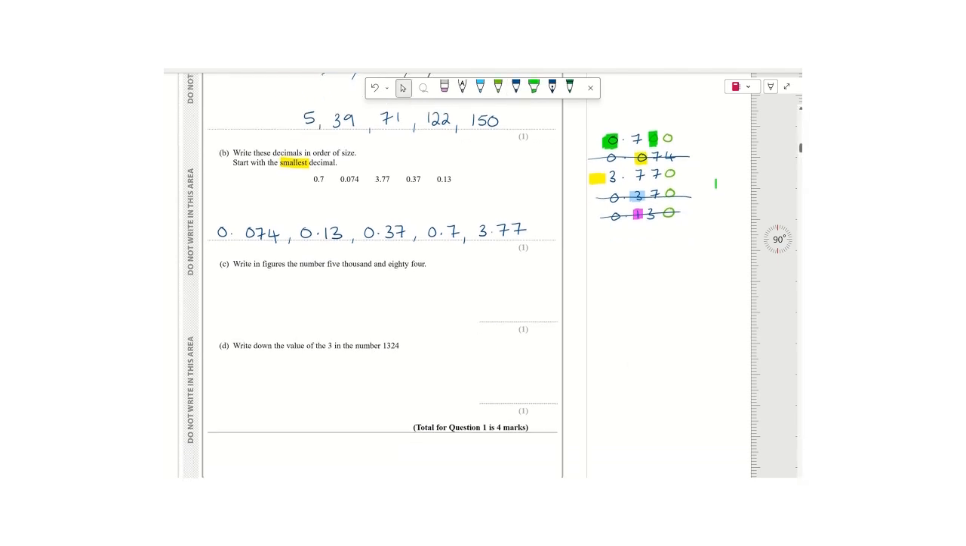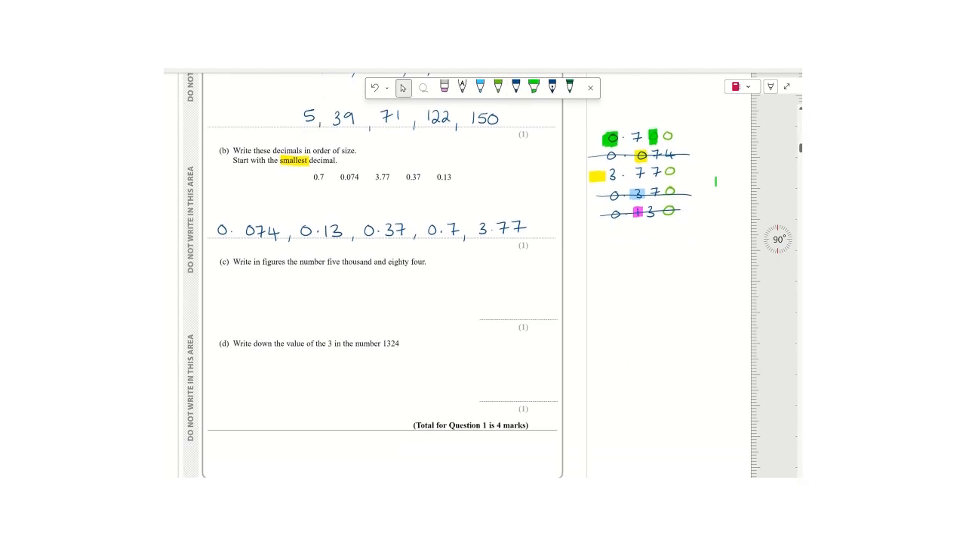And then we're asked to write in figures the number 5,084. So we've got 5,000. We don't have any hundreds, and then we've got 84. So we've got to make sure we've got that 0 in the right place there.